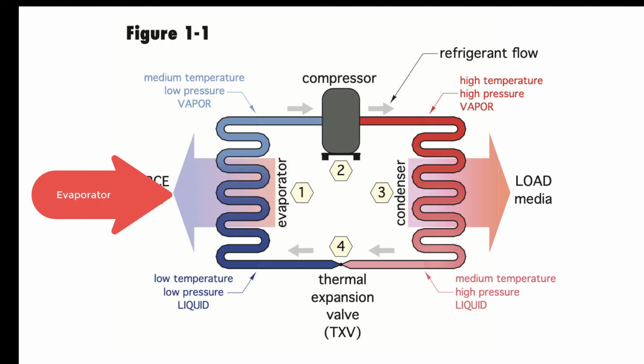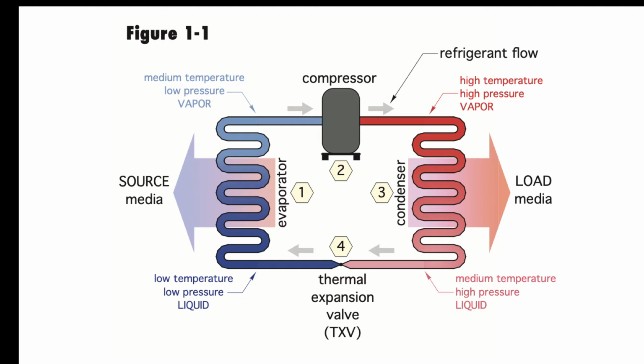The source media can be air in the case of an air source heat pump, or the ground, or waste heat recovery, or anything that actually has a thermal energy potential that is greater than the temperature of the refrigerant. Remember, heat flows from hot to cold always. At this point, the medium temperature, low pressure vapor is then returned to the compressor for compression. And this completes the simple refrigerant loop cycle for heat transfer.